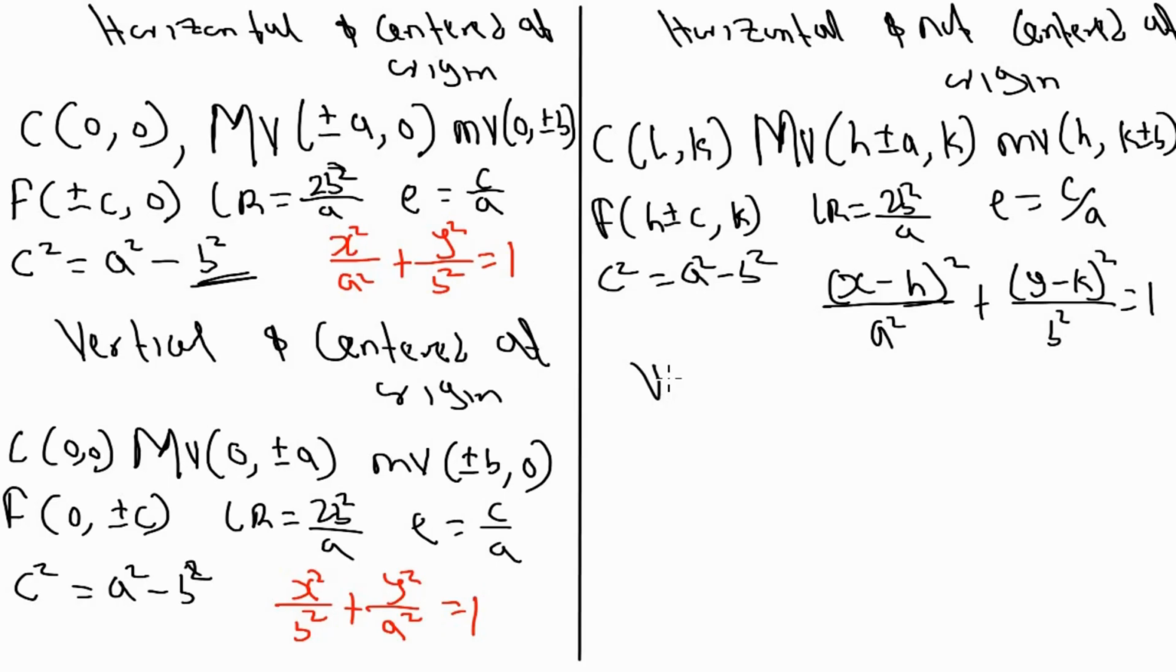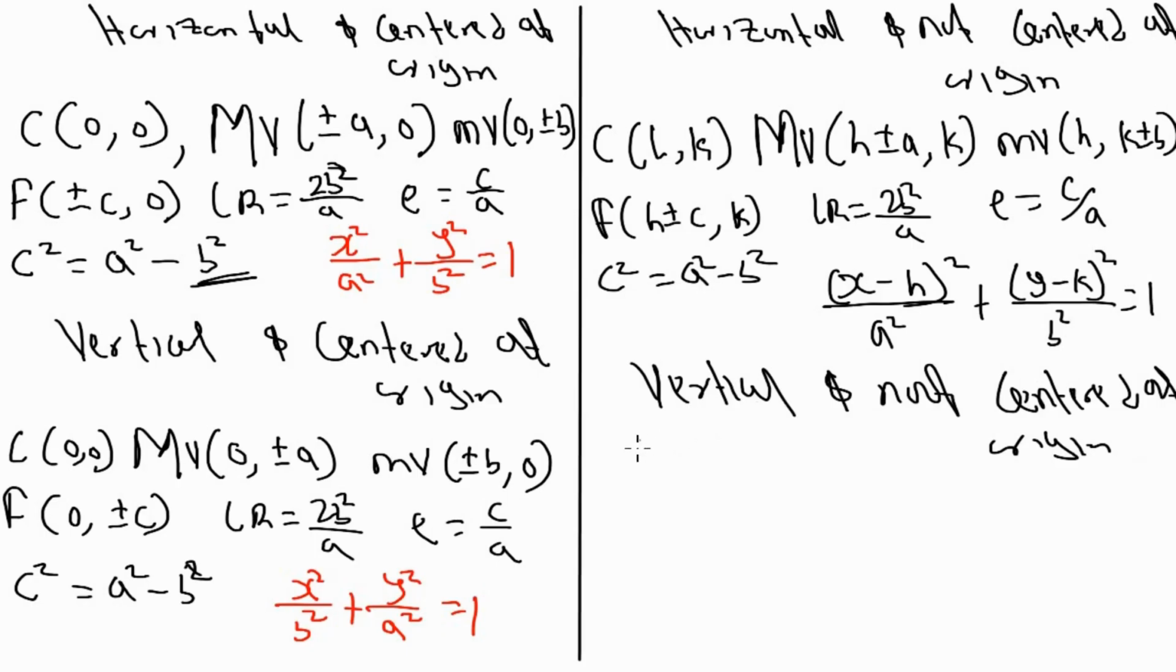Perfect. Now vertical orientation, and not centered at origin. The center is still h comma k. Now coordinate of the major vertices MV. Remember, vertical. The value of a is now along the vertical axis, and the major axis is now along the vertical axis. c is also now along the vertical axis.